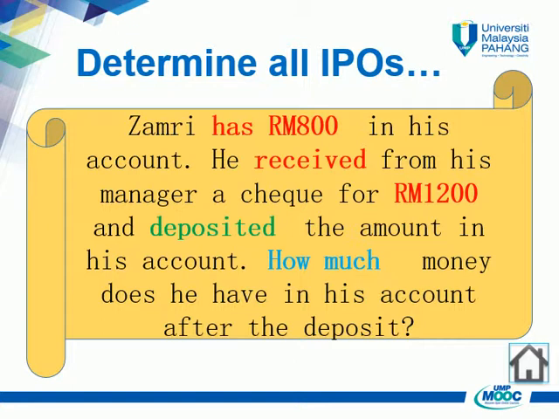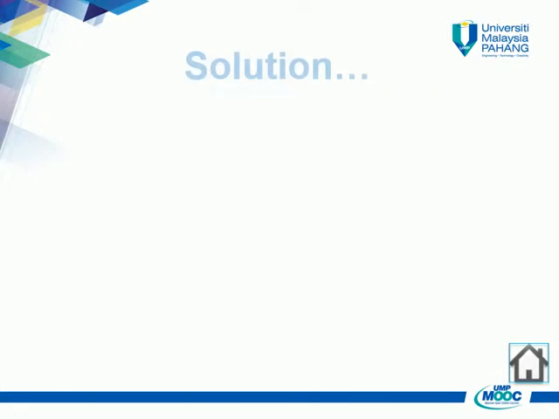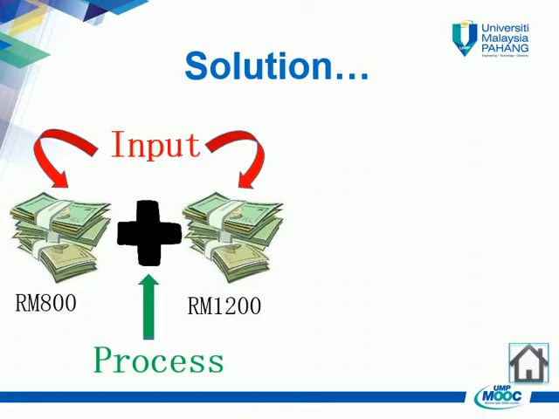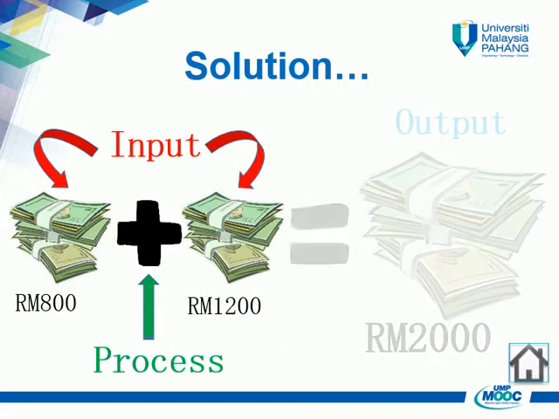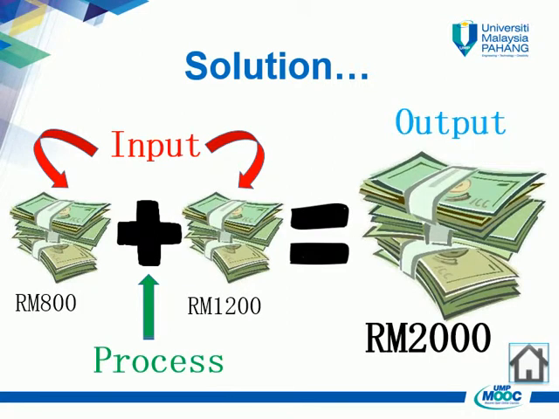Next, determine the process and output. Deposit can be interpreted as summation, which is represented as the process, in green color, while how much can be interpreted as total money as the output, in blue color. Then, here is the solution to the problem, visually. The inputs are RM800 and RM1200, the process is addition, and the output is the total of inputs.